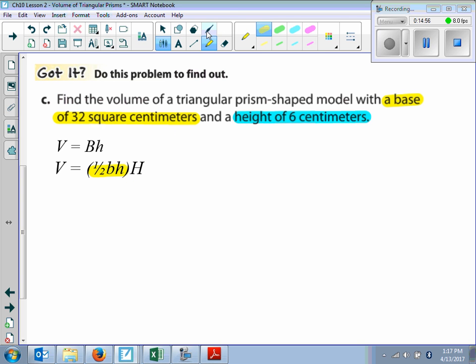Does everybody see that? So we're just going to substitute in here, 32. That is the area of the base. And then the height of the prism, that's that one, is 6. So when we multiply, what do we get? That's 12, carry the 1, that's 18, 19. So that's 192. And what are my units? Centimeters cubed. Very good. Centimeters cubed.